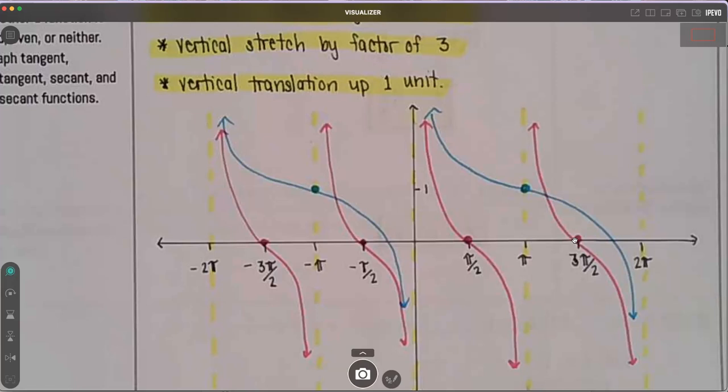Sorry, but then the tangent has asymptotes at just pi and 2 pi? Or the halves? The blue has asymptotes at 0 and 2 pi, and the pink has asymptotes every pi. Oh, so 0, pi. Not the halves.